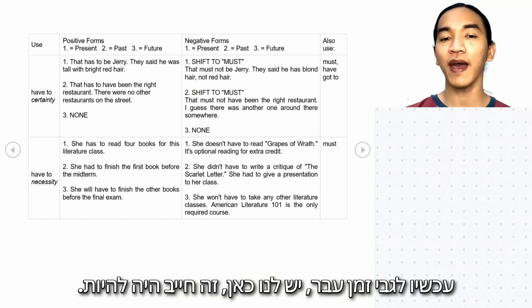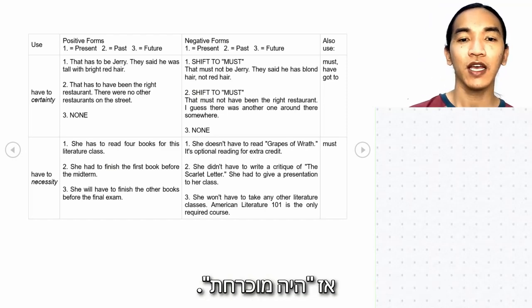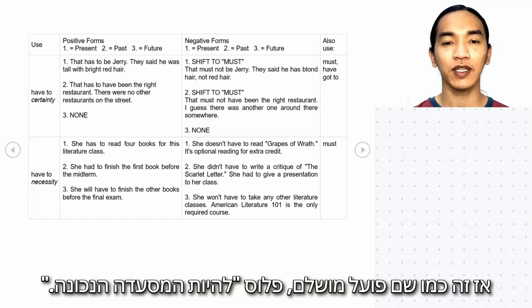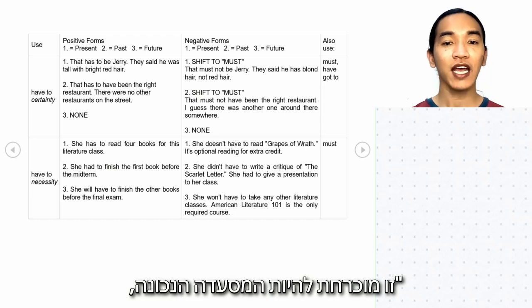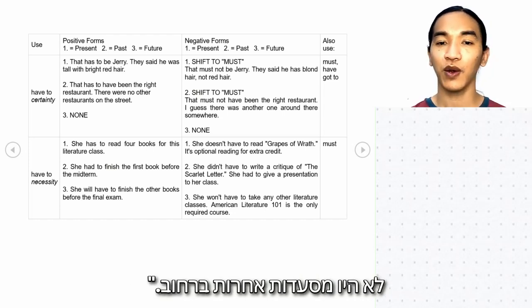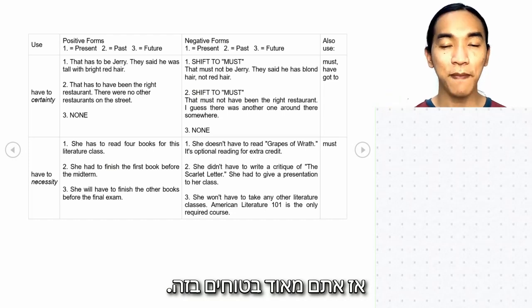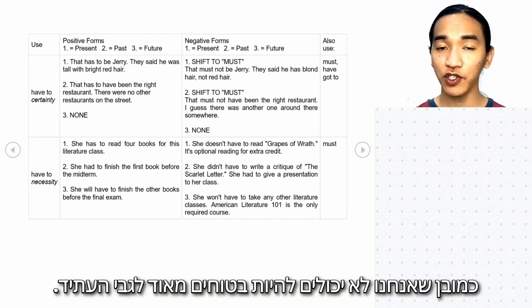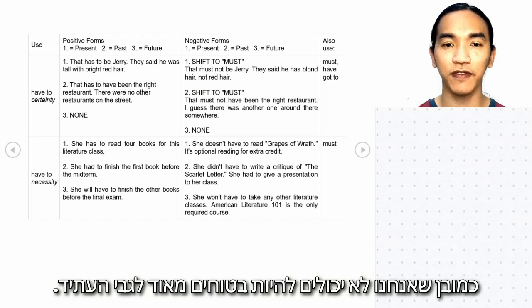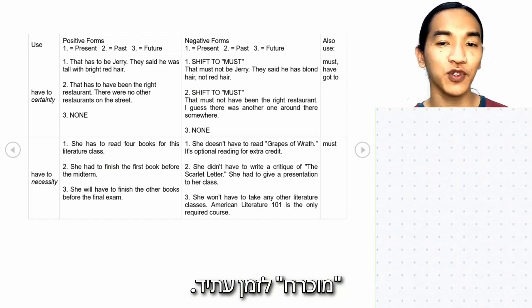Now for the past, we have here: that has to have been. So, to have been, this is like a perfect infinitive. That has to have been the right restaurant. There were no other restaurants on the street. So you are very sure about it. Now, certainty for the future, of course, we cannot be very certain about the future. That's why we don't really use have to for the future tense.